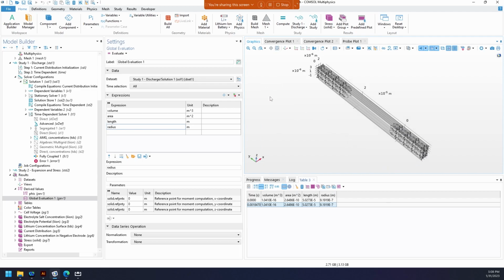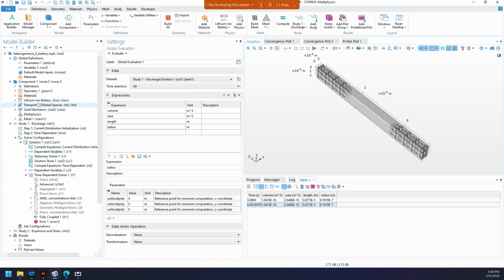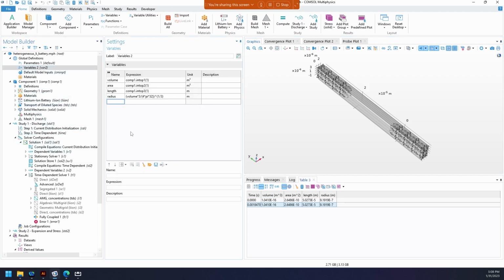Okay, so this way you can use the integration operators to calculate volume, area, length, or maybe the size of the particles inside your models. And you can use this operator to calculate some kind of accumulation properties. For example, if it is solving for the concentrations, then you just have to calculate the total concentrations, or we can say this is the SOC.